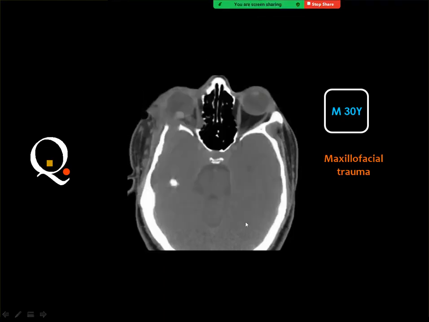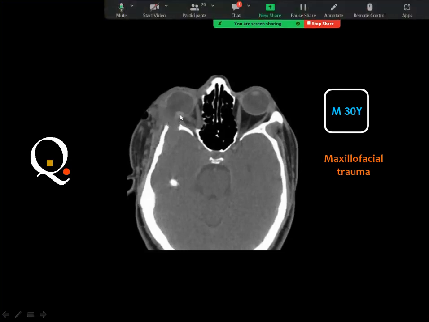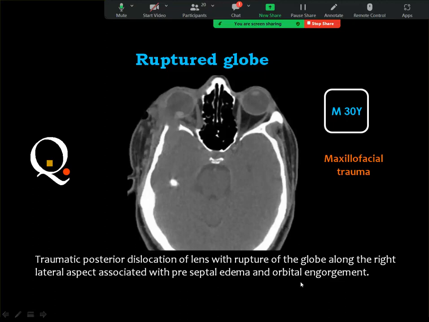Yes, and this is globe rupture. You see that the border of the globe is discontinuous in this area. You see that the lens has been dislocated and fallen down in the posterior chamber, and you see some fracture line in this area. Globe rupture, of course, is a serious complication of maxillofacial trauma, and it should be notified clearly in the report whenever you are writing a report for or interpreting a case of maxillofacial trauma.